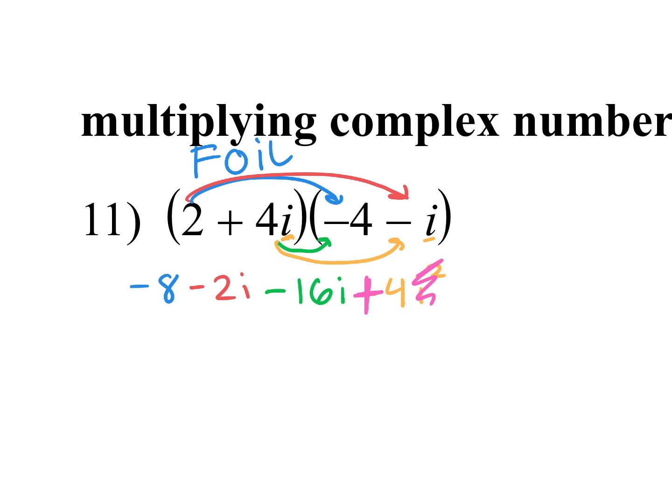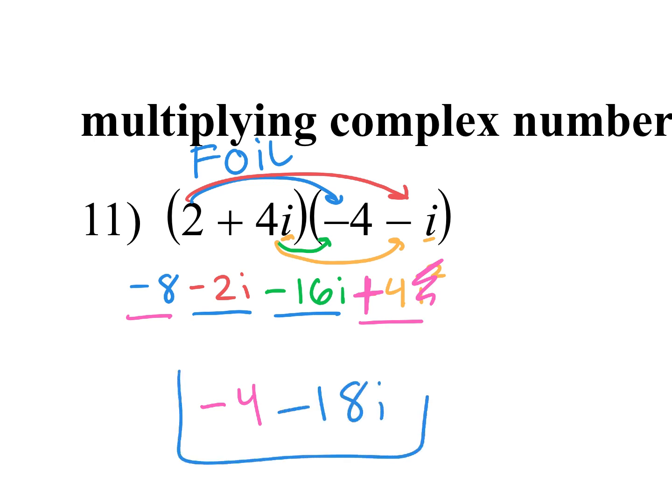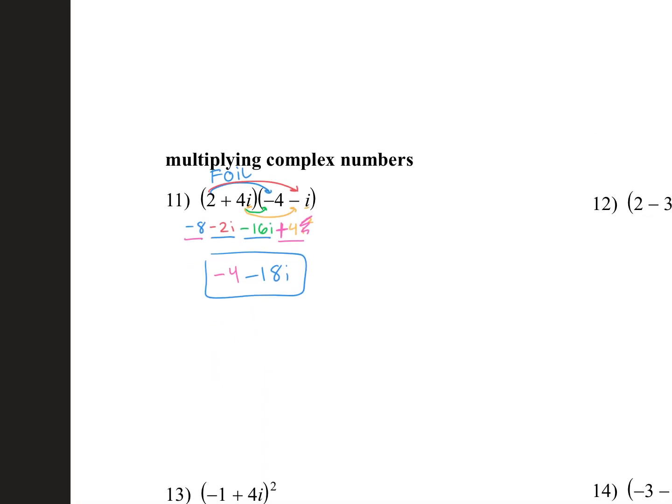So you always change the sign of the one that has the i squared. Now we combine like terms. So it's negative 8 plus 4, negative 4. And then what's negative 2i minus 16i? Negative 18i. So that's our answer. You should not have an i squared in your answer, because it changes to negative 1, which changes to a real number. Any questions there?